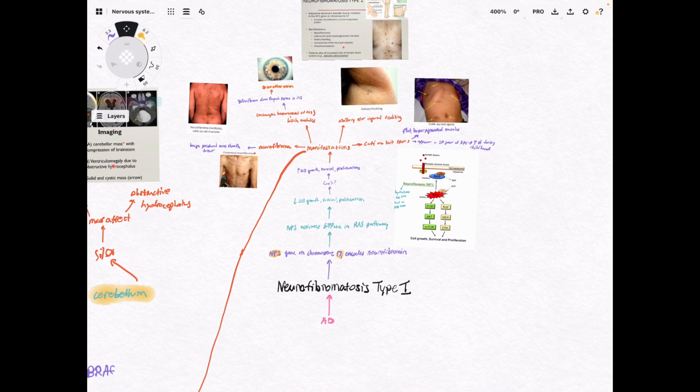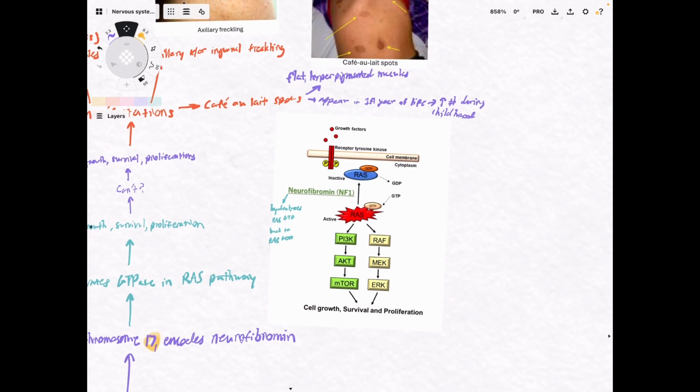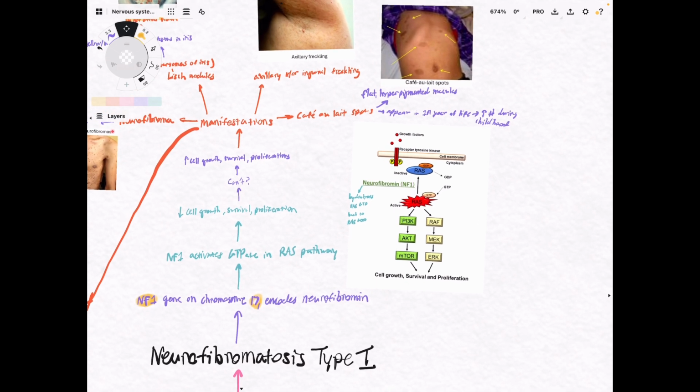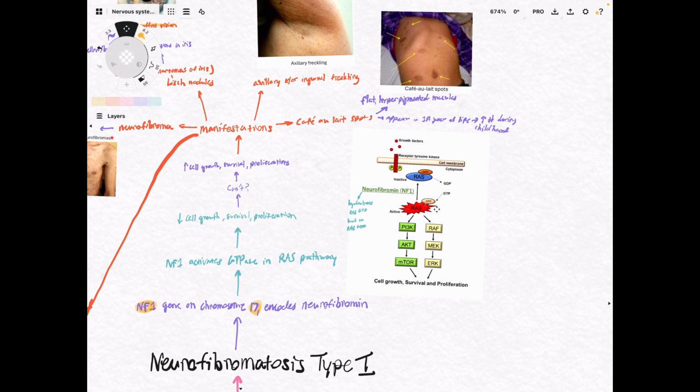This gene encodes neurofibromin, which activates GTPase in the RAS pathway. I'm not going to go into all about what the RAS pathway is, but just think of it as a secondary messenger pathway that leads to cell growth, survival, and proliferation. So it's basically the cell communicating with itself due to growth factors that it needs to grow, survive, and proliferate. And it gets inactivated by this NF1. It activates GTPase, which turns it off. GTPase is going to break down this activated RAS. That's going to turn off this cascade, which would lead to decreased cell growth, survival, and proliferation.